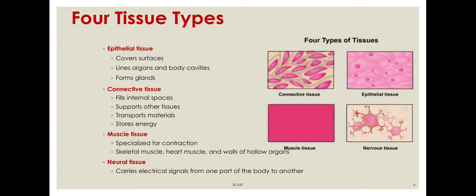We then have muscle tissue. Muscle tissue is specialized to contract, and that really allows for movement, not only of like the limbs, but of things inside the body as well. And we have some categories of muscle tissue. We have skeletal muscle, heart muscle, and then all of the walls of our hollow organs also have muscle tissue. And then we have neural tissue, which is going to carry electrical signals from one part of the body to another part of the body.